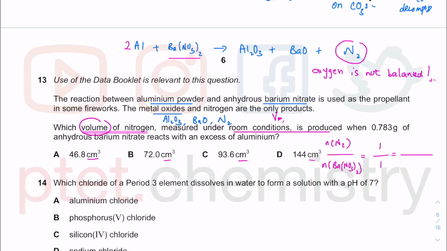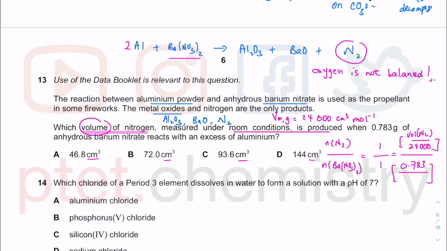So I have to use the molar volume of gas, which is 24,000 cm³ per mole. This is the same as 24 dm³ per mole, as stated in your periodic table. So this is my volume of N2 divided by 24,000, because my volume of N2 there is in cm³, as stated in the option there. At the bottom, I'll have 0.783 gram divided by the molar mass of this barium nitrate.